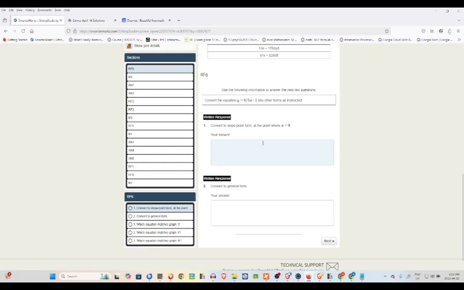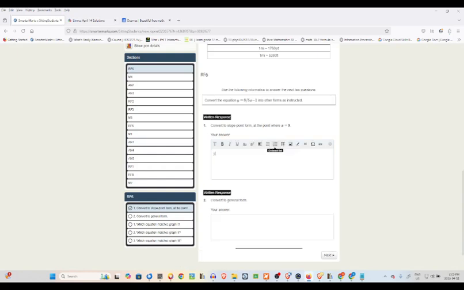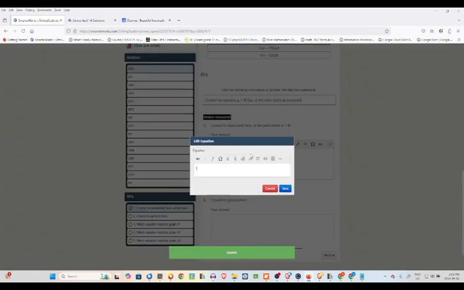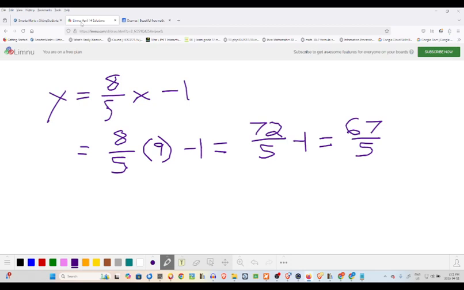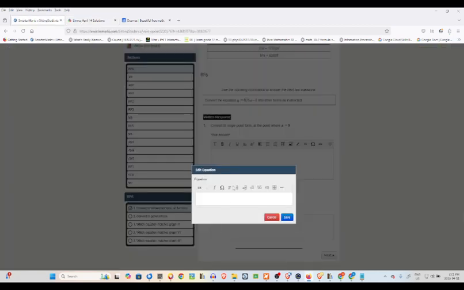So that's our y. Of course, for full credit, we should have that right here, or all of our rough work. Either type it in or hand in the scrap paper. But now we have 67 over 5. So, slope point form. We now have both coordinates of our point. Y is 67 over 5, our slope is 8 over 5, and then our x is 9.